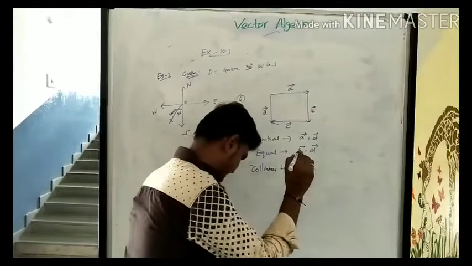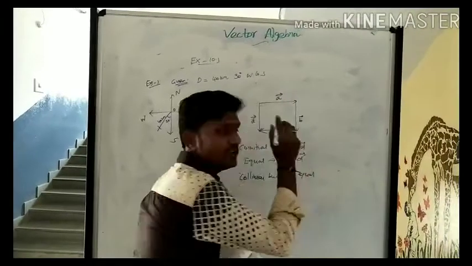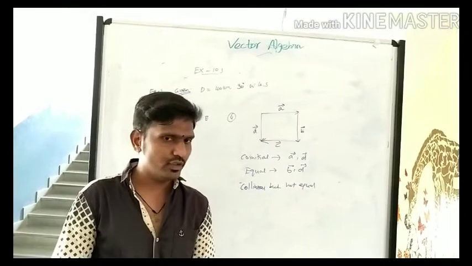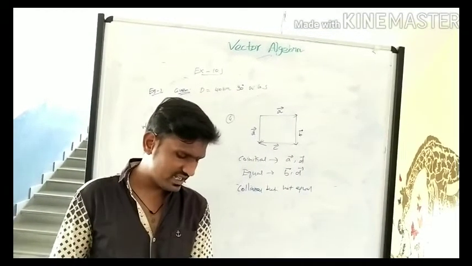Then the third one is collinear but not equal. Collinear but not equal. So collinear, what I told you: two or more vectors are said to be collinear. What is that?